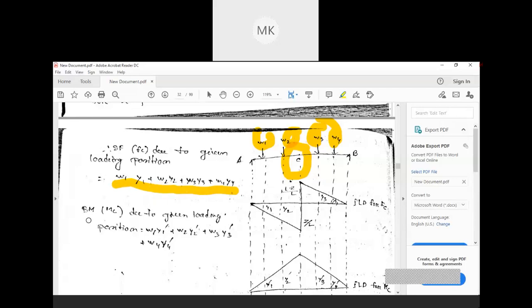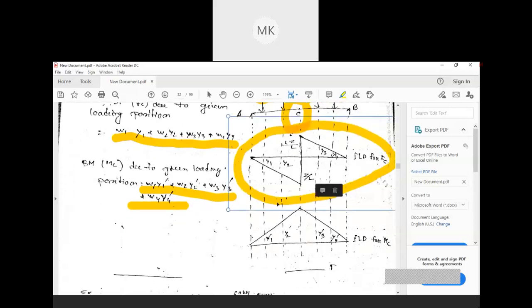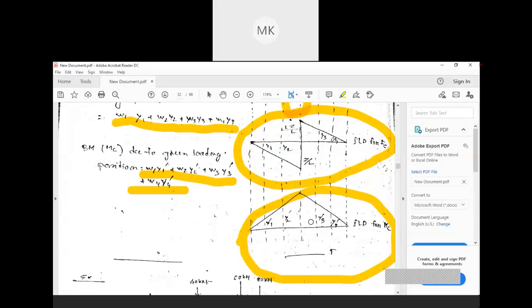Similarly, for bending moment also we need to consider all the loads here, as you can see: W1 Y1 dash plus W2 Y2 dash plus W3 Y3 dash plus W4 Y4 dash. This is the representation of ILD for FC, and this is the representation of ILD for MC, at that particular point C.